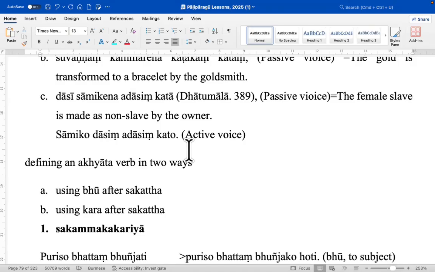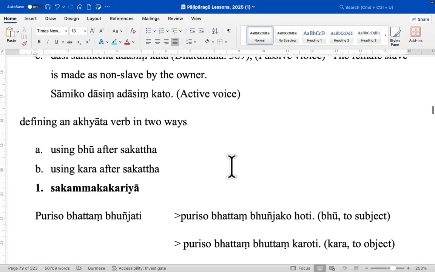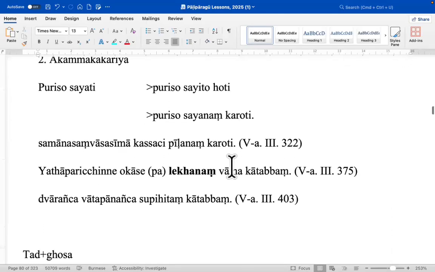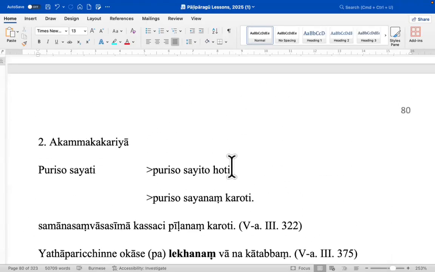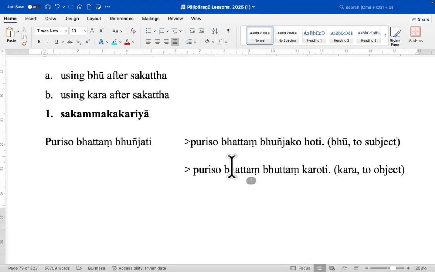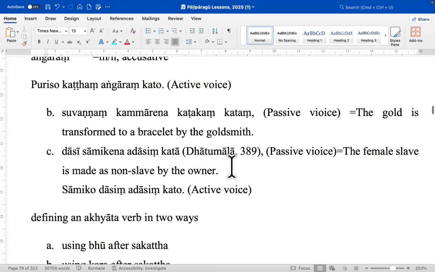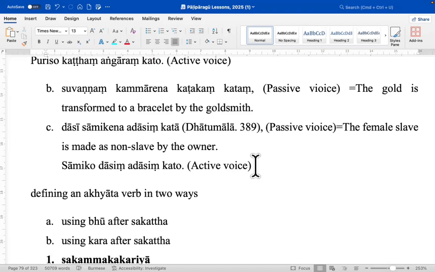Okay, then the decision is we need to explore the Tipitaka commentary. So if we change it, where is the verb for this sentence? Because asamikasa dasiya adasin karanang. So where is the verb in this sentence? No verb. We need to add ahang pasami. So the verb is pasami. I see the action of that owner, and that action is to free the female slave.